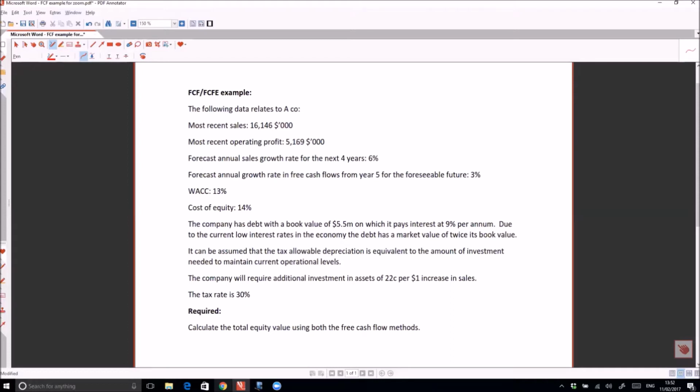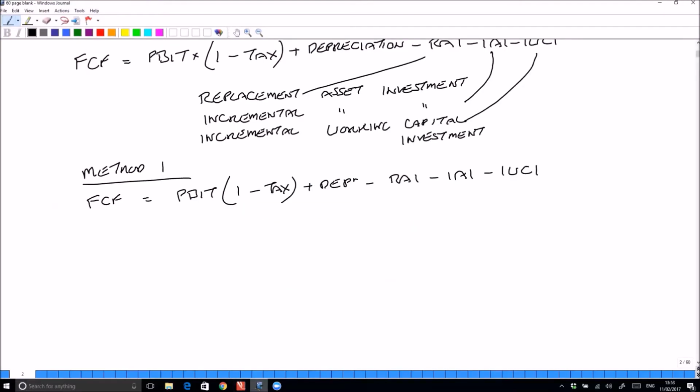What else would I say on this one? Yes. Later on in the question, what does it say? Yes, down here. The company will require additional investment in assets of 22 cents per $1 increase in sales. And so quite obviously, the increase in assets needed is based on the increase in sales. So we ought to calculate what the sales are going to be over the years. And so what becomes a suitable little layout here? We know the growth for the first 4 years. And so let's have columns for the first 4 years.